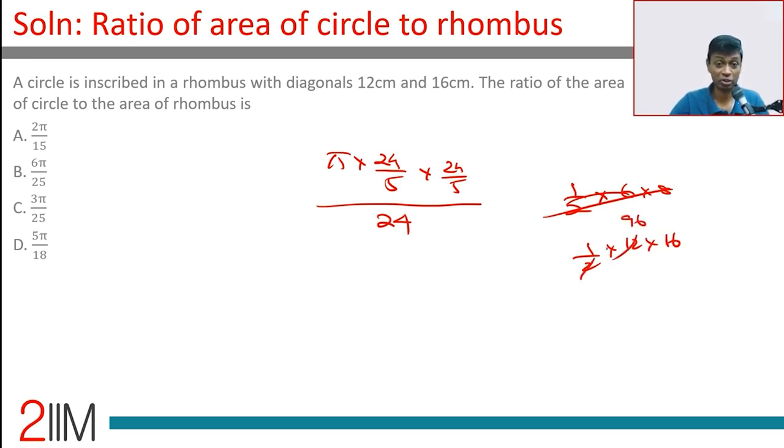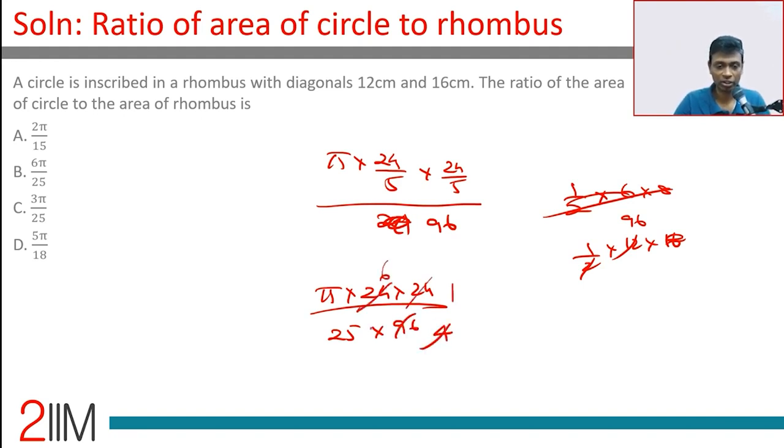96. I made a mistake there, which is why I was worried none of the choices are matching. Thankfully, the choices are available for this one. It is 96 and not 24. I took half of the diagonal. It should be half into d1 into d2. I did half into d1 by 2 into d2 by 2. And so this is pi into 24 into 24 by 25 into 96. 24 by 96 is 1 by 4. 24 by 4 is 6. 6 pi by 25. Lovely.